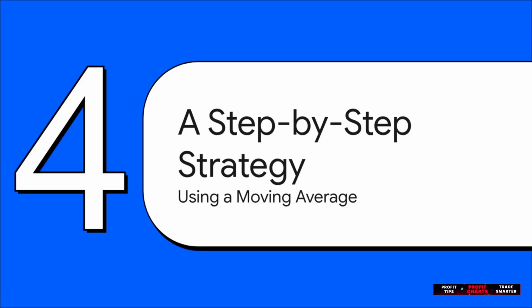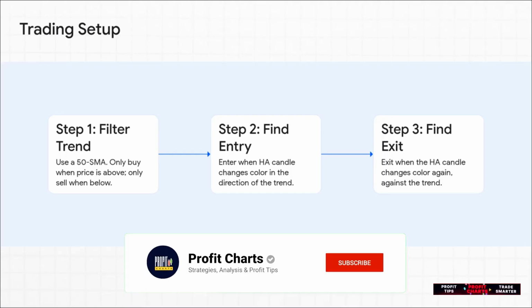Okay, so we can read the candles. Now let's try to put it all together into an actual strategy. See, Heikin Ashi is great on its own, but it becomes a real powerhouse when you pair it up with another indicator, like a simple moving average, to confirm what you're seeing. All right, here's a super simple 3-step recipe.